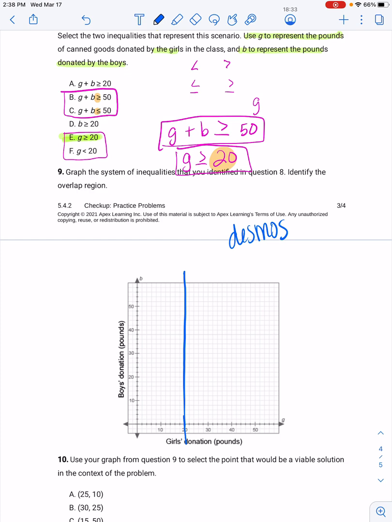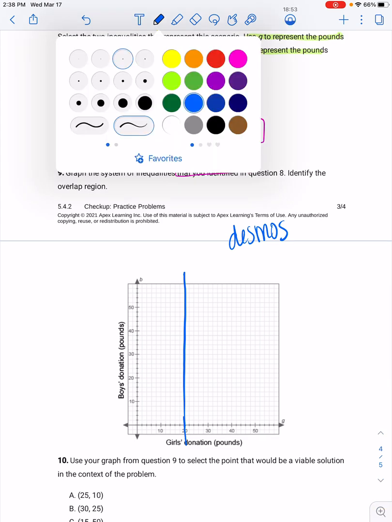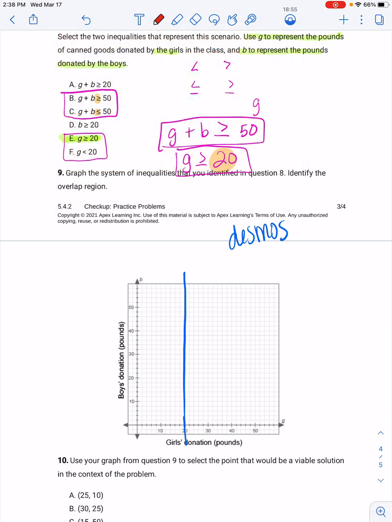I'm so sorry. And then the next one is girls plus boys is greater than or equal to 50. So this one is set up more like an inequality that we're used to. So we're going to find 50, and let me change my lines. Let's do red. We're going to go to 50. I'm not going to be able to draw this very straight, but then we're going to go to 50. All right.